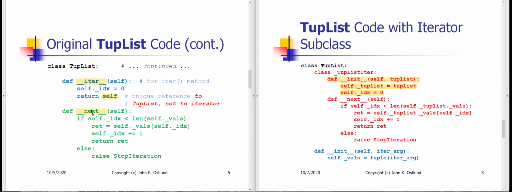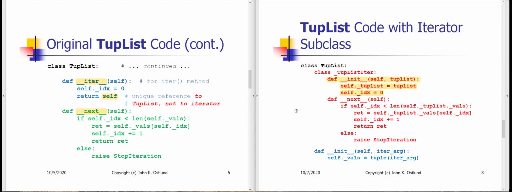Okay, now, in the original code, I had next implemented as part of the TupList class, and what we did was we checked whether the index was within the bounds of the tuple, and if it was, we obtained the appropriate value from the tuple, incremented the index, and then returned the value from the tuple. If the index was not within the bounds of the inner val's tuple, we raised a stop iteration exception to indicate that there are no more values remaining.